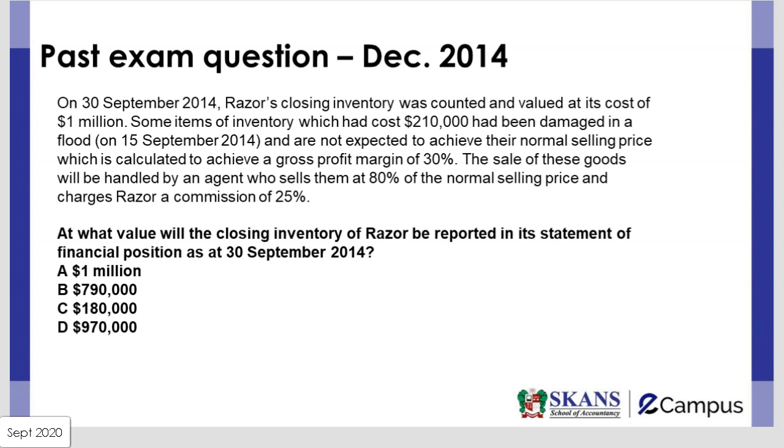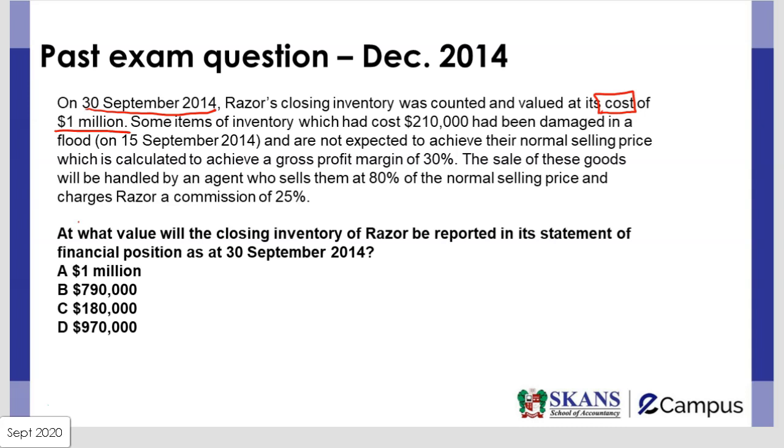One thing at a time. Let me highlight the key figures for you. Reporting date is 30th September 2014. Closing inventory was counted and valued at its cost. Please keep this in mind. This value of 1 million consists of all the items at their cost. So far, the comparison of cost and NRV has not been made, so all items have been recorded at cost.